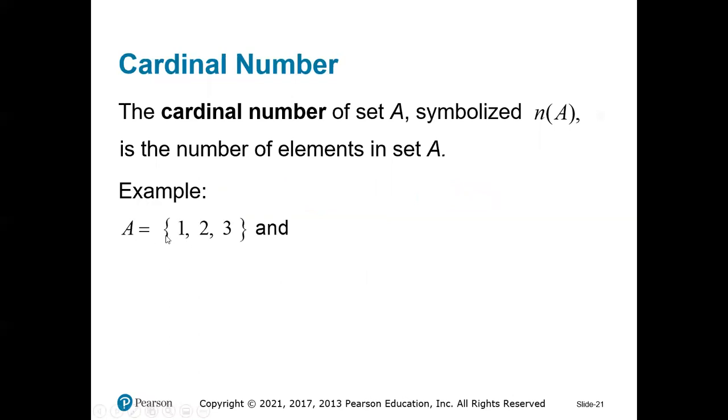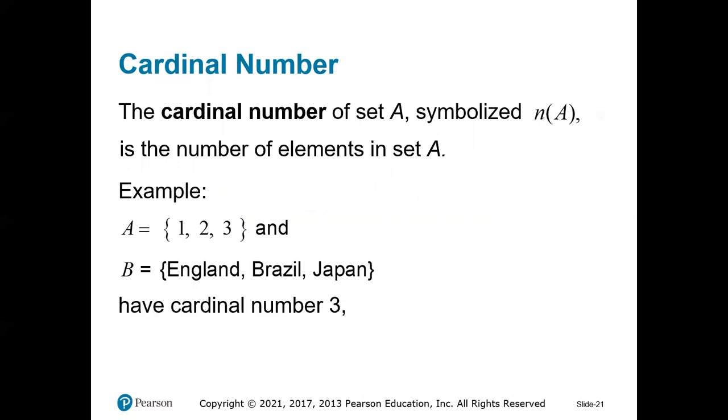So set A is {1, 2, 3}, and let's say B is {England, Brazil, Japan}. All these sets have the same cardinal number, which means they all have the same number of objects. They are not necessarily equal to each other. Actually, they're called equivalent. We're going to see this in a moment. So the cardinal of A is 3, and the cardinal of B is 3. Are they equal? No. {1, 2, 3} is not equal to {England, Brazil, Japan}, right? So in notation, N of A is equal to N of B.